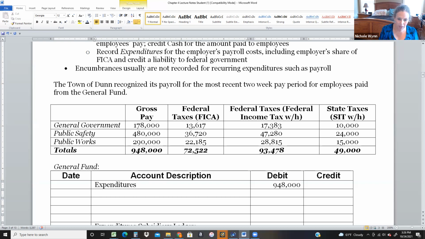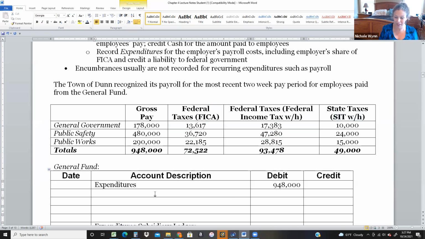And so some of this money is going to get paid. So these are payables. These are money we owe to other entities, right? So we owe 72,522 for FICA. We owe 93,478 for federal income tax withheld. And then this 449 would go to the state government. So in real life, this money would go to the Social Security Administration. This money would go to the IRS. And this money would go to the Kansas Department of Revenue. So that's where the money would literally go. But this is both federal and then this is state.